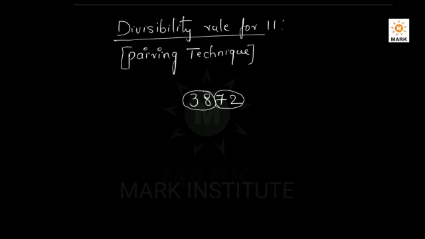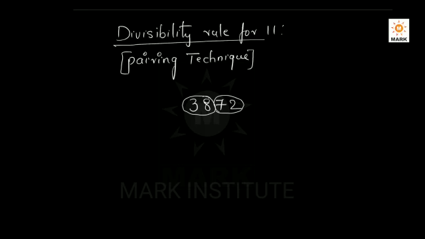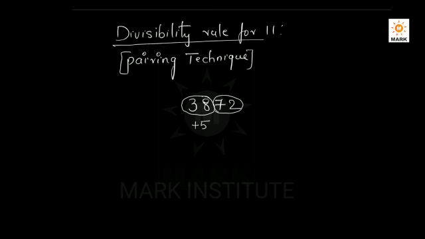When I divide 38 by 11, the remainder is 5. So I am writing plus 5 here. I have divided that number by 11 and I got remainder 5. Similarly, if I divide 72 by 11, 11 sixes are 66 and the remainder will be 6. That's why I have written plus 6.